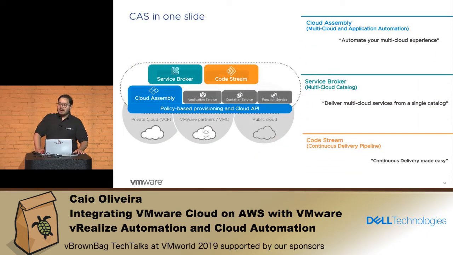CAS has similar principles and similar ideas to VRA, but CAS is composed of three components. I have Service Broker, which is my multi-cloud catalog. I have Cloud Assembly, which does the multi-cloud and application automation piece. And I also have CodeStream for the continuous delivery pipeline, right? This is like a brief summary.